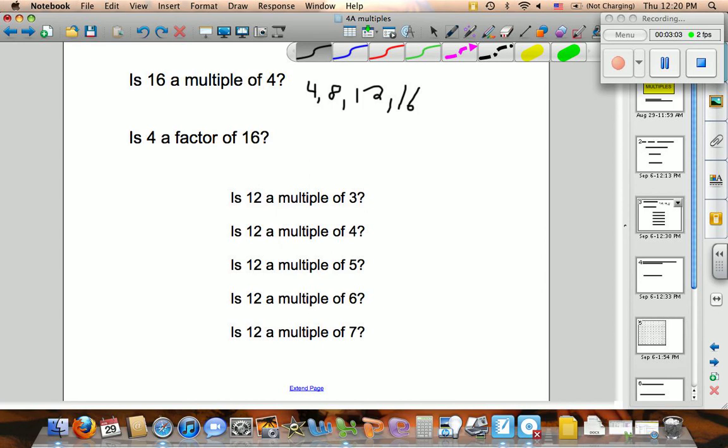Is 12 a multiple of 6? This time we can think about, well, does 6 times another number equal 12? And yes, 6 times 2 equals 12, so 12 is a multiple of 6. Is 12 a multiple of 7? Does 7 times any number equal 12? The answer is no.